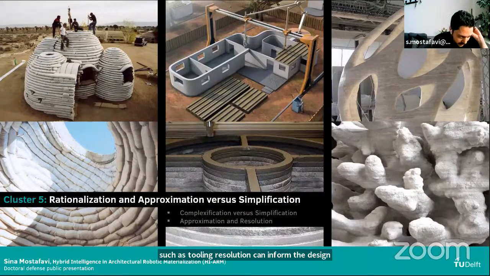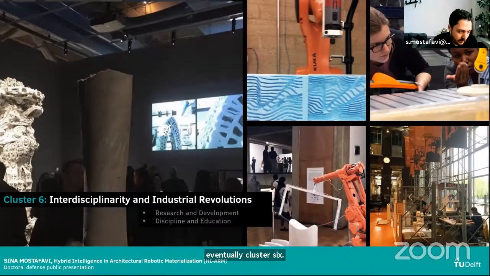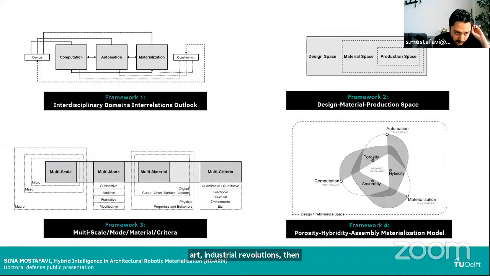And eventually, cluster 6 wraps up the definitions by elaborating on the importance of interdisciplinary approaches in design, research, and education in the context of contemporary industrial revolutions. Then the chapter concludes with 4 frameworks, which are conceptual, analytical, and operational frameworks. And the last framework connects the whole background research and background studies to the following thematic chapters, which are porosity, hybridity, and assembly, as I'm going to explain in the following sections.